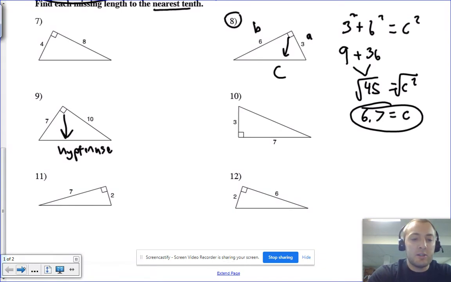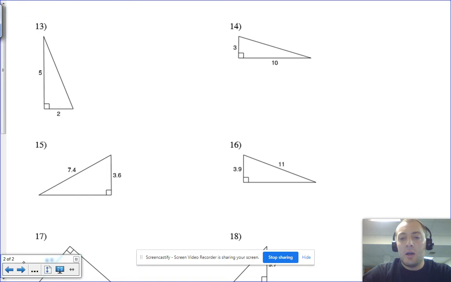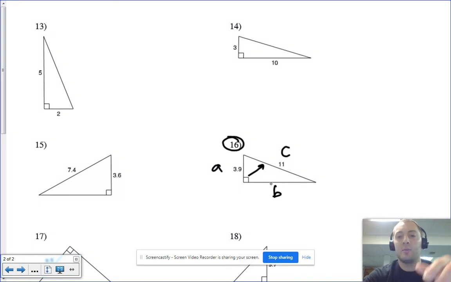Let's jump to the second page. I'd like to go to number 16. Okay, number 16, we have 3 sides again, and we're trying to find one of the missing sides. In this case, if I look at the right angle, across from that is 11, so that is the C. So we're not finding C this time. 3.9 is the smallest, so that's A, and we're trying to find B. So if I plug them in for the Pythagorean theorem again, here's where it's a little bit different than the last one.